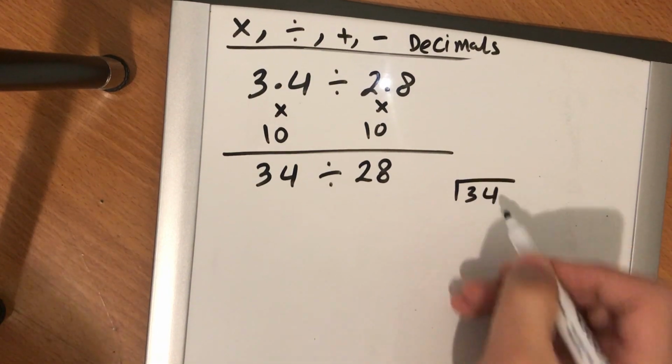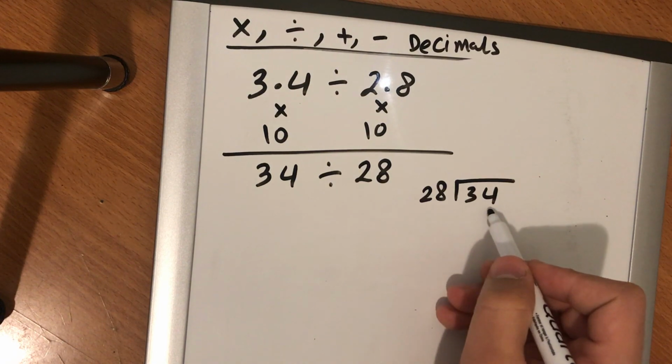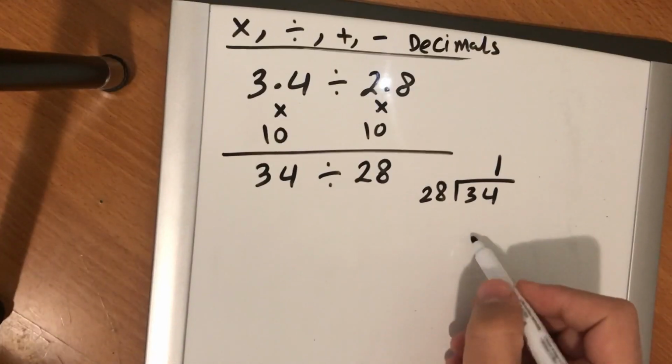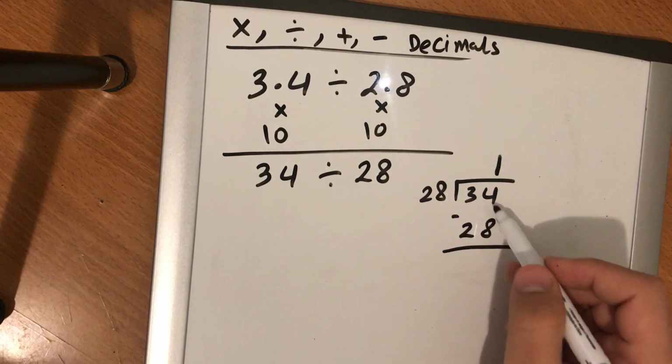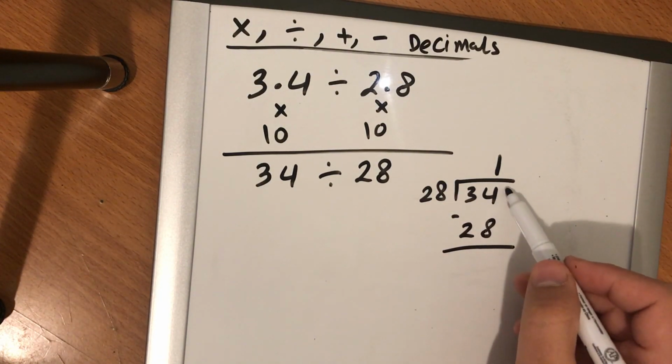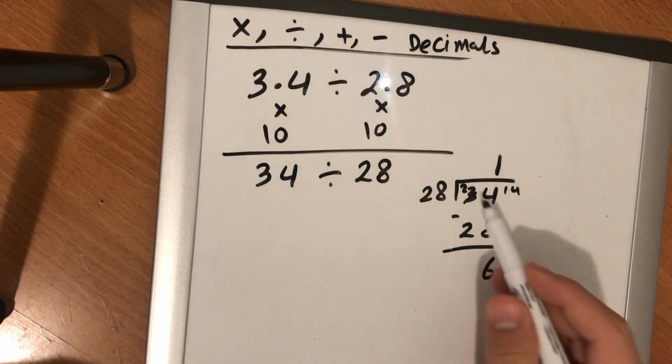So 34 divided by 28. 28 doesn't go into 3, but it goes into 34 at least once. 1 times 28 is 28. Subtract that. 4 minus 8 doesn't work, so it becomes a 14, and this becomes a 2. 14 minus 8 is a 6. 2 minus 2 is 0.